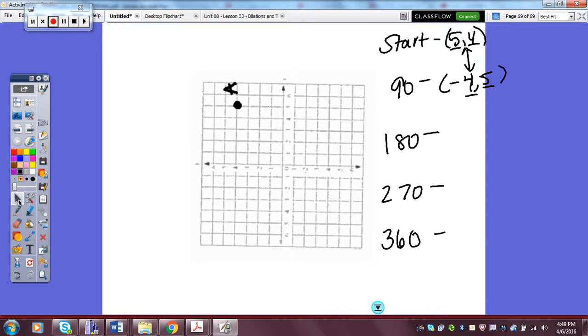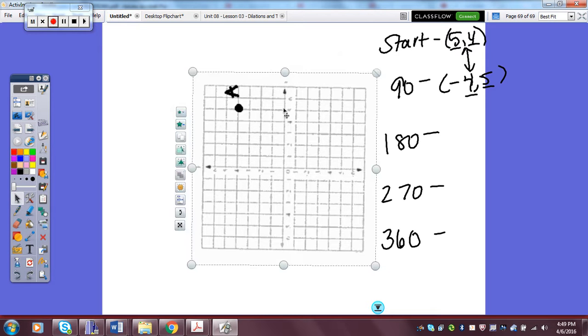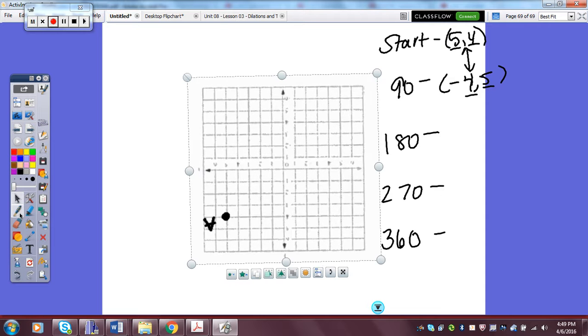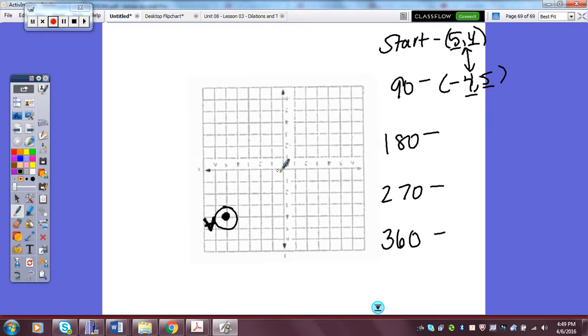All right, so now let's rotate it 180 degrees. Let me spin this one more time. It's now upside down. So now look and tell me what ordered pair this is. Well, that's -4, -5.